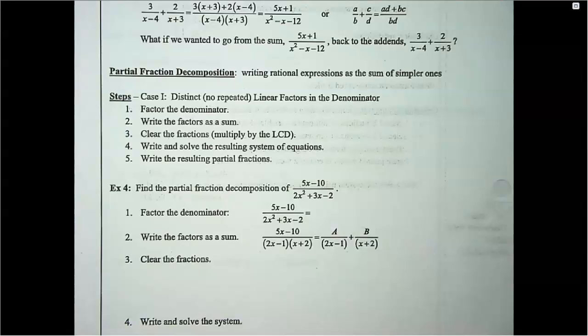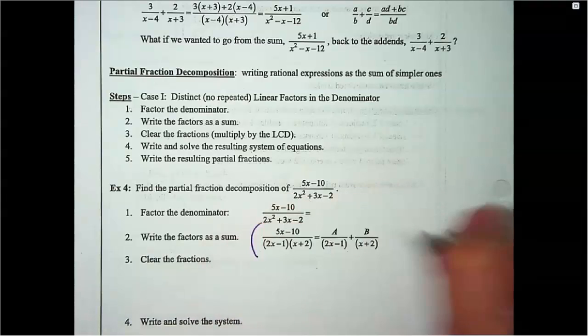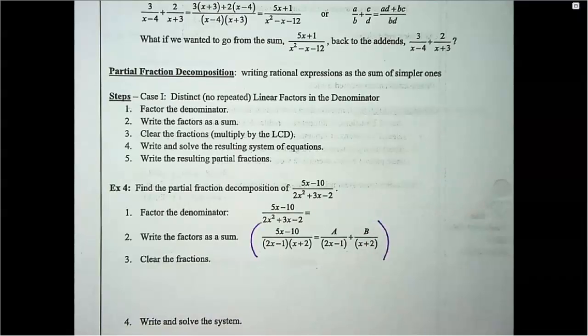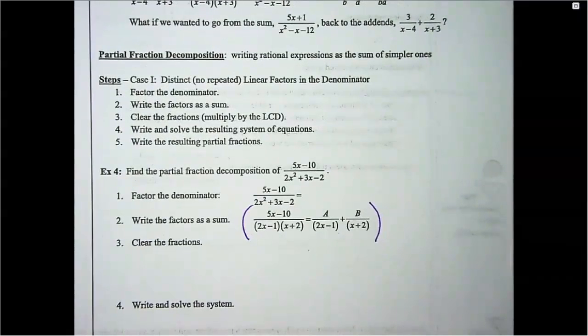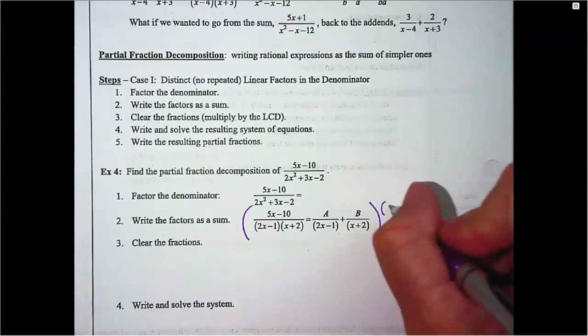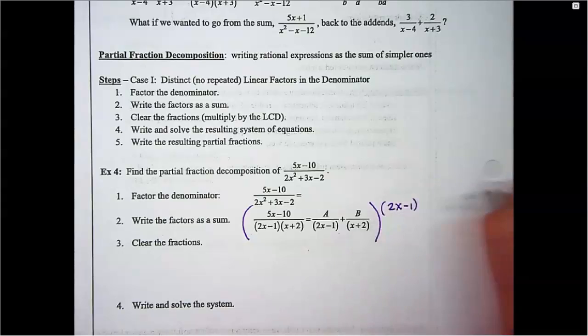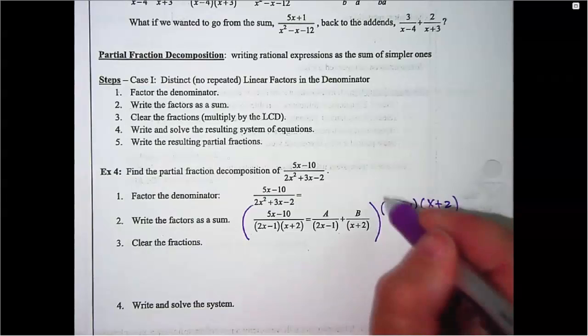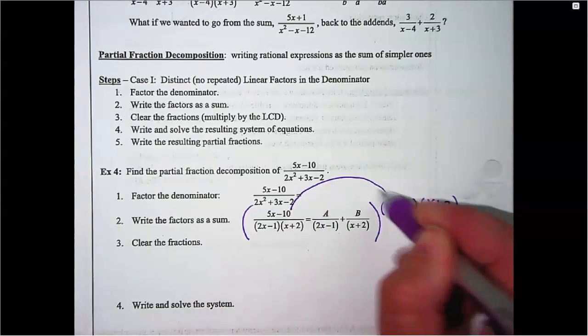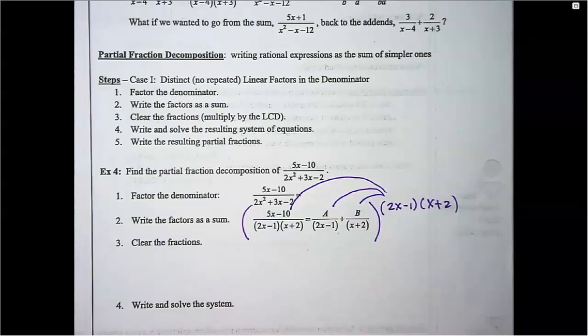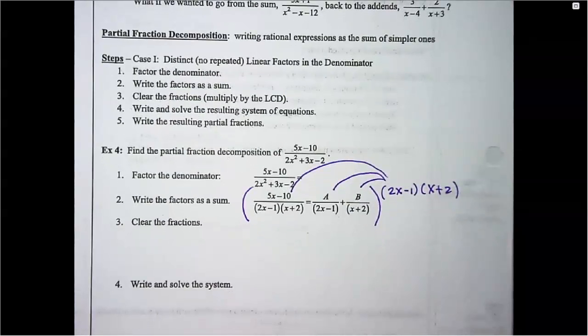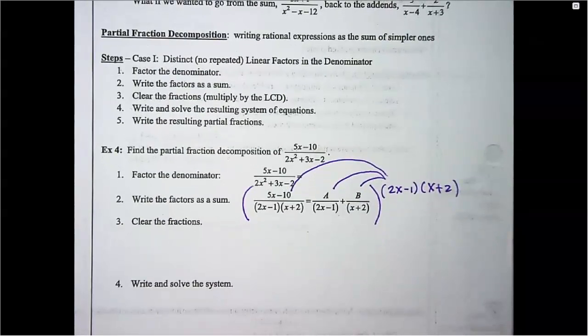Second thing you do is find the least common denominator, and clear out the fractions. So we're going to multiply this whole thing by the least common denominator. The least common denominator is 2x subtract 1 times x plus 2. And we're going to multiply it to every part of the equation. And that's going to clear out the fractions for us.